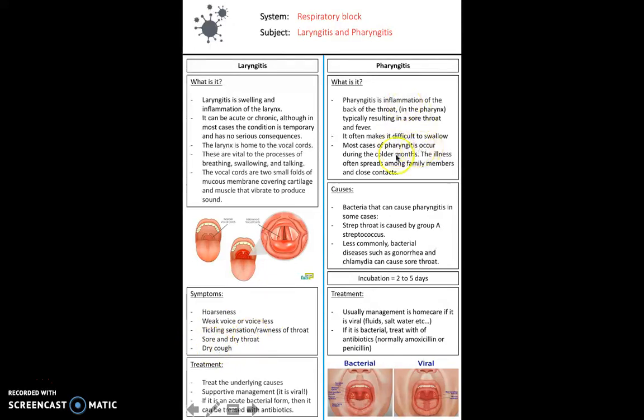In pharyngitis, it often is difficult to swallow because obviously it's affecting the area at the back of your throat. Essentially, it sometimes presents with fever as well as a sore throat, and usually this occurs during the colder months, and it's quite easily spread. The incubation is 2 to 5 days, and usually you manage it at home, especially if it's viral. If it's bacterial, you can treat it with antibiotics such as amoxicillin and penicillin.